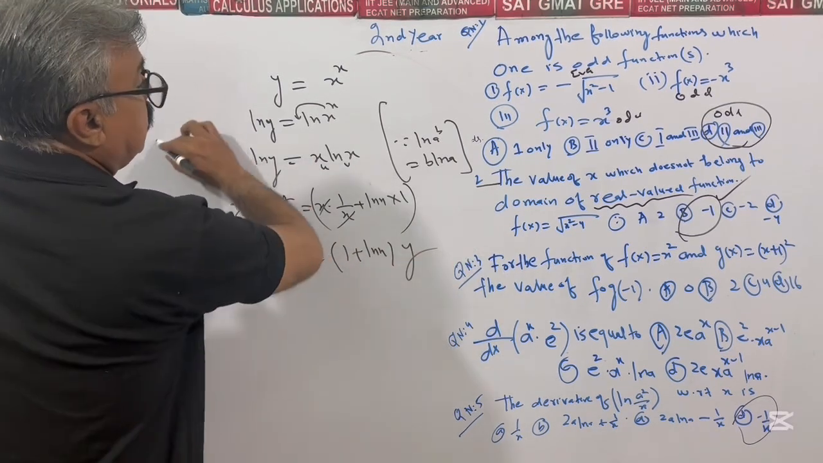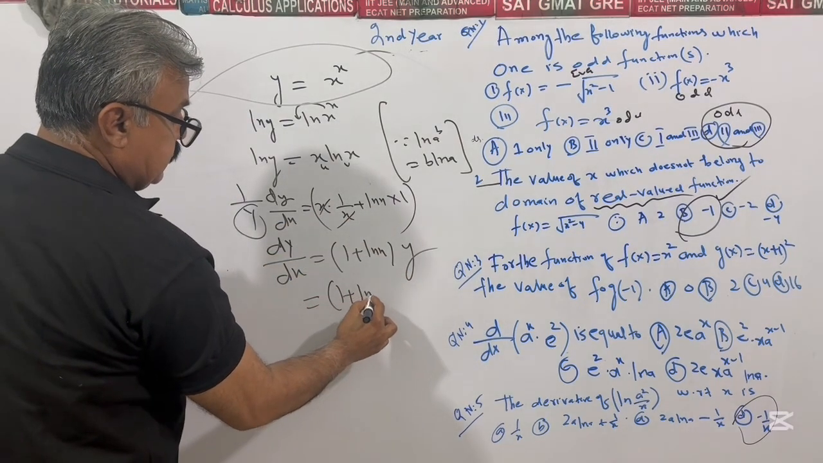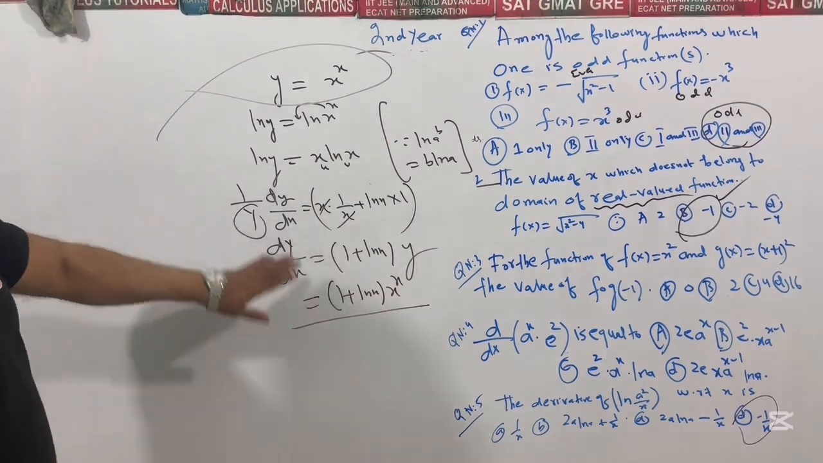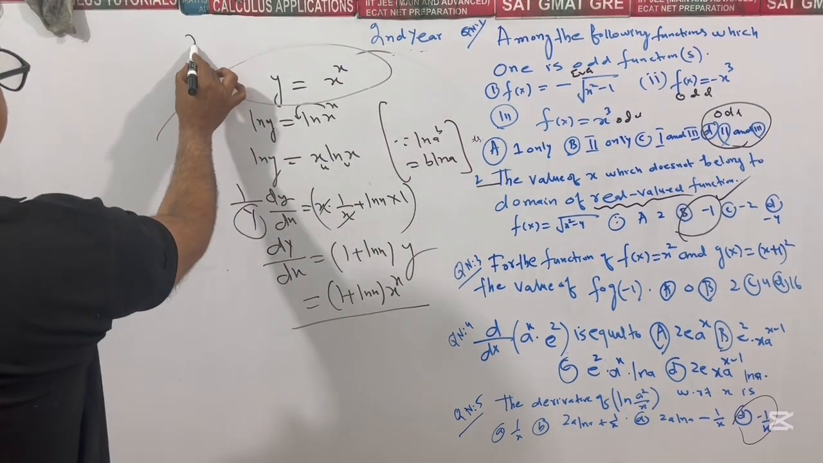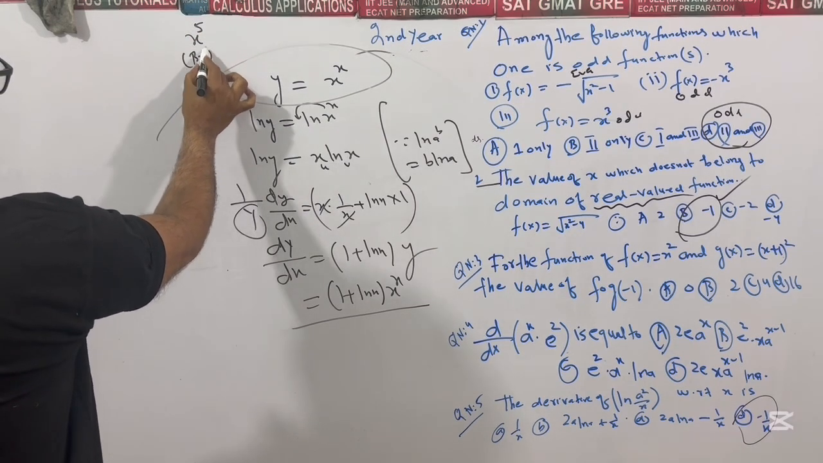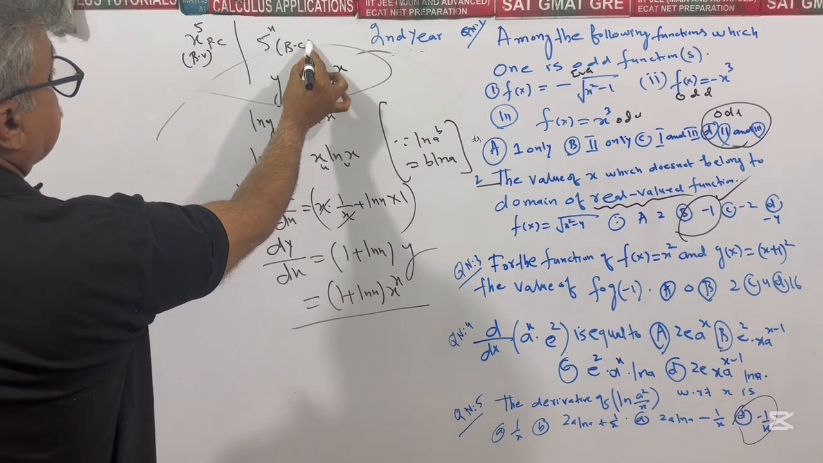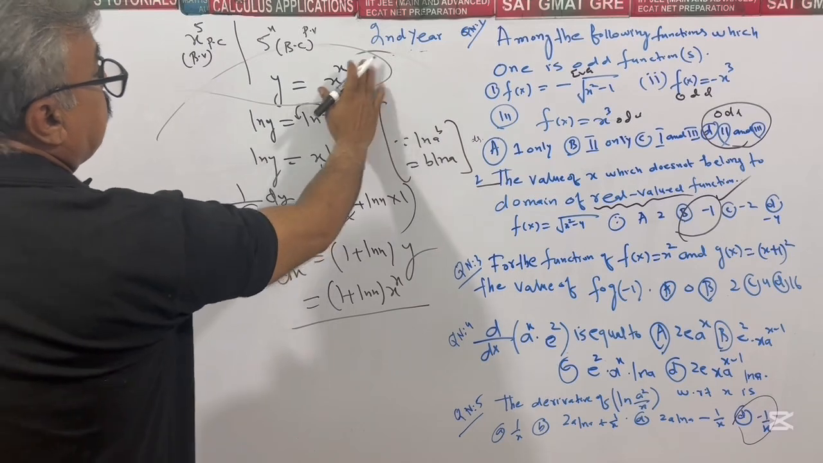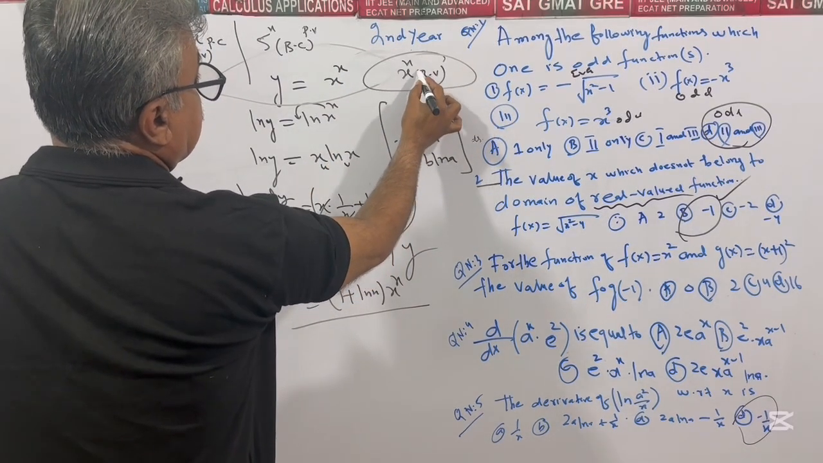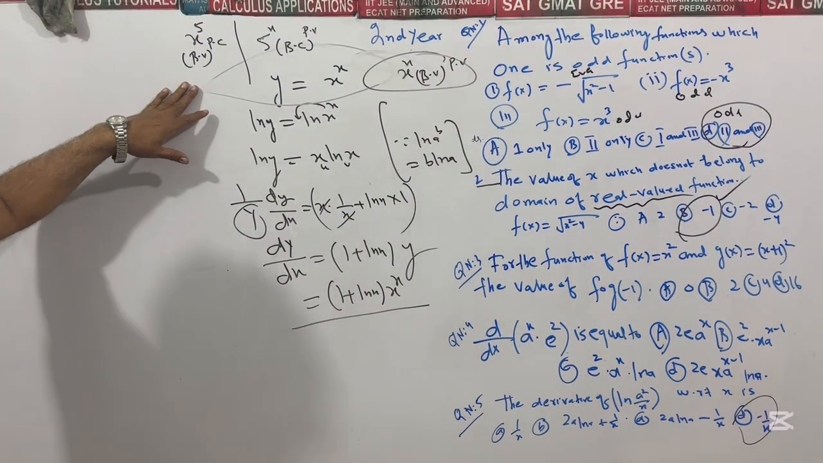What is the value of y? It is given to us. Utilize it here: 1 plus ln x, times x raised to x. That is your third case. Our first case is base variable, power constant. Second, base constant, power variable, and the third one is both variable, x raised to x, base variable as well as power variable. I have shown you a little movie of how the normal case is to be handled effectively.